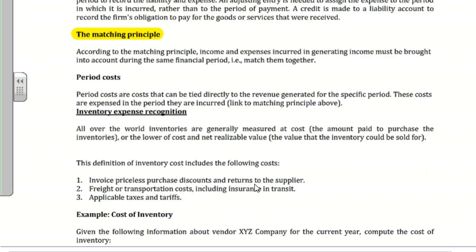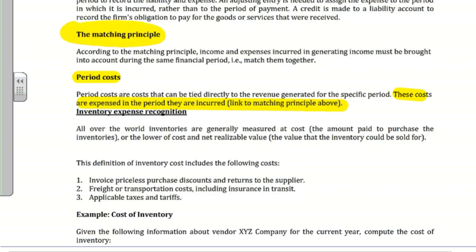Period costs. What are period costs? Costs that can be tied directly to the specific period. If it's a period cost, these costs will then be put into the specific period. Why? We're linking them to the matching principle.